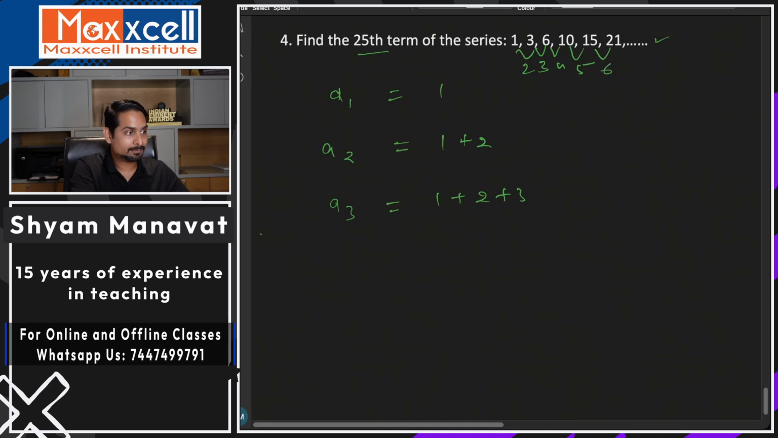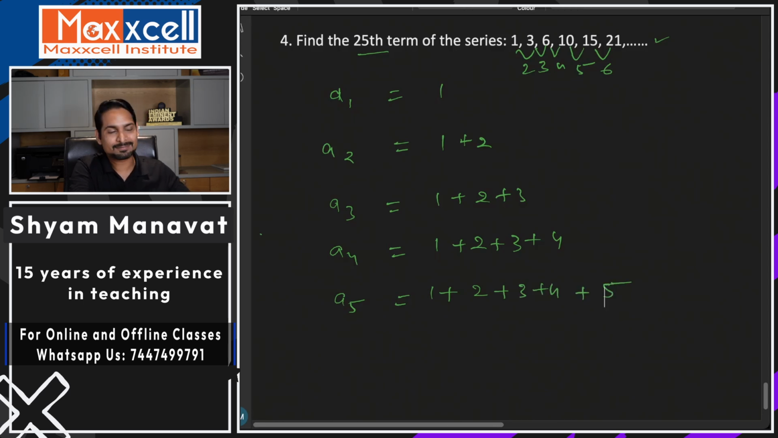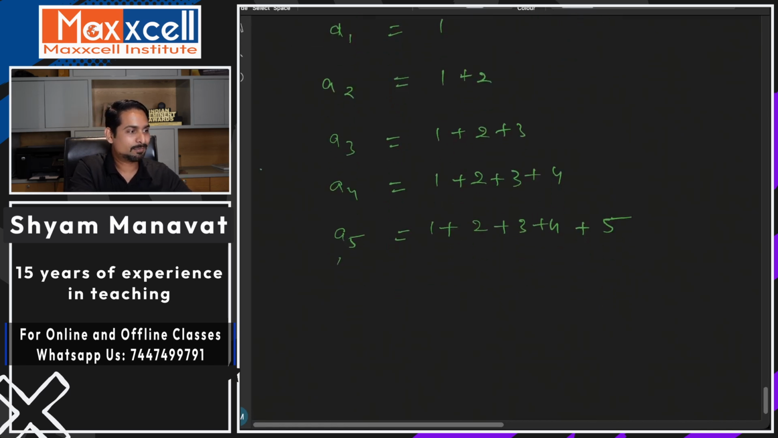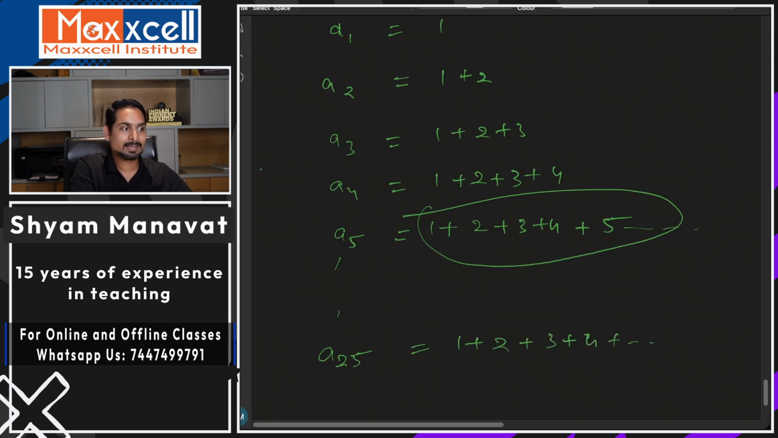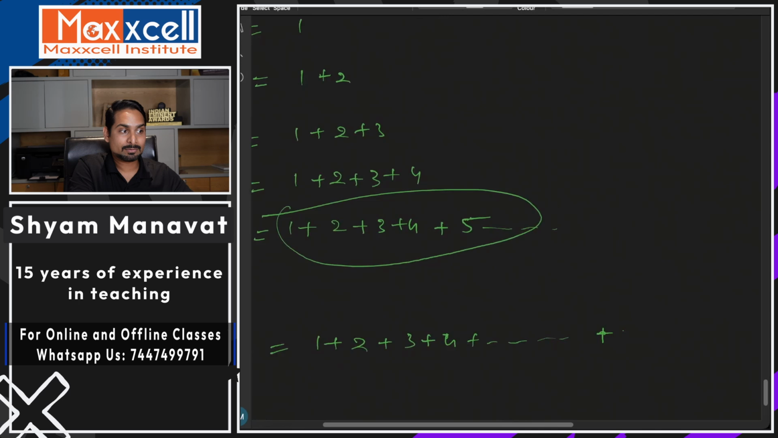Yeah. That means the fourth term is becoming what? 1 plus 2 plus 3 plus 4. The fifth term is becoming what? 1 plus 2 plus 3 plus 4 plus 5. Yes. Now half of you who are watching this lecture, I'm sure you must have come to the conclusion by now that if I want to find out the 25th term now, this is nothing but the sum of what? Sum of the first 25 natural numbers.